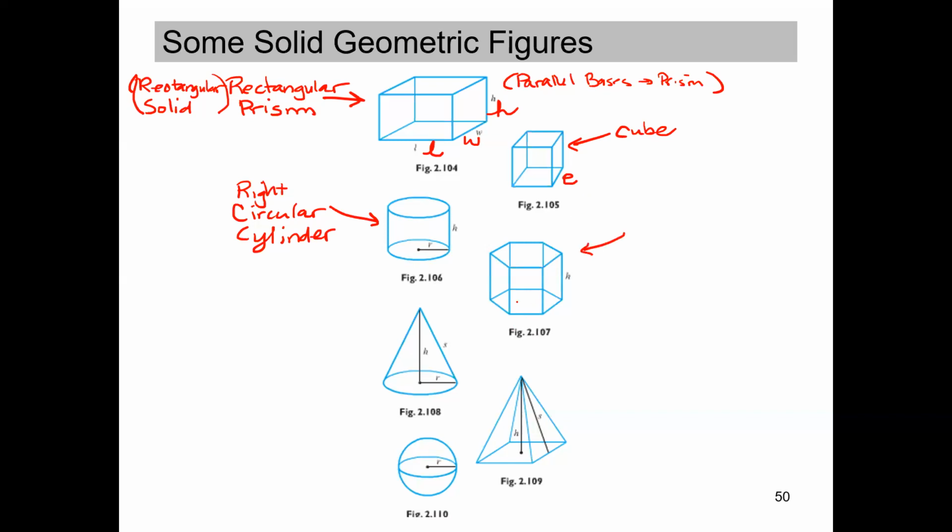Right, the next one I have here, you'll notice our base is 1, 2, 3, 4, 5, 6. So it has a hexagonal base, right? Or this could be 8 or anything like that. So we have a right polygonal prism, it's perpendicular there. Multi-sided, polygonal prism.